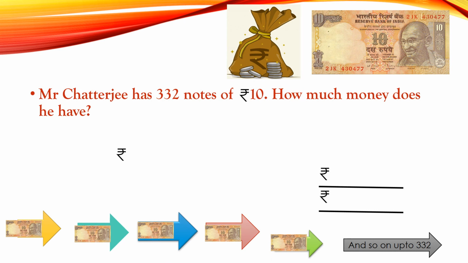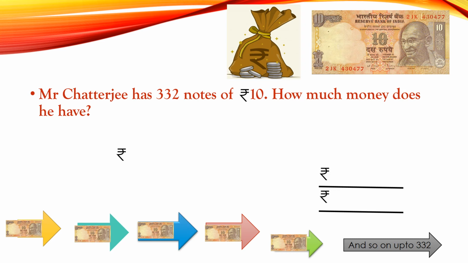Mr. Chatterjee has 332 notes of rupees 10. How much money does he have? Now have a look at the question, which asks how much money does he have, which means how much total does he have. Now the information given is there are 332 notes.